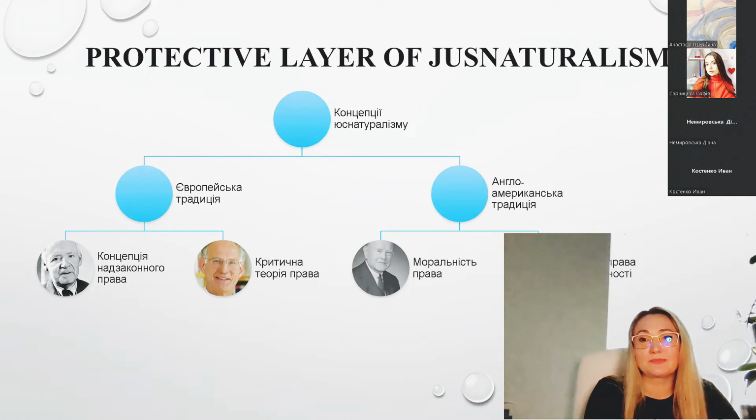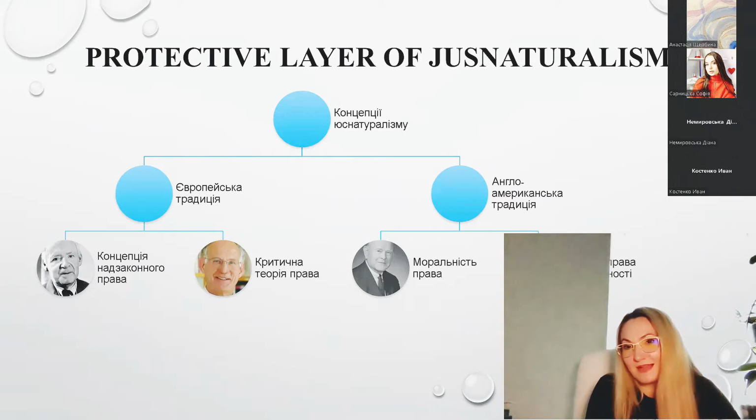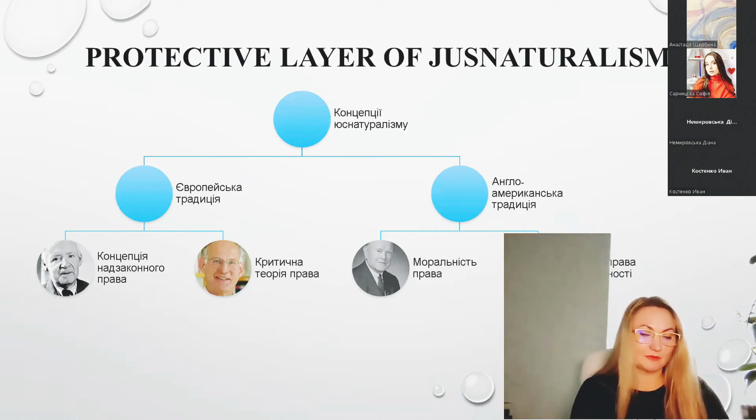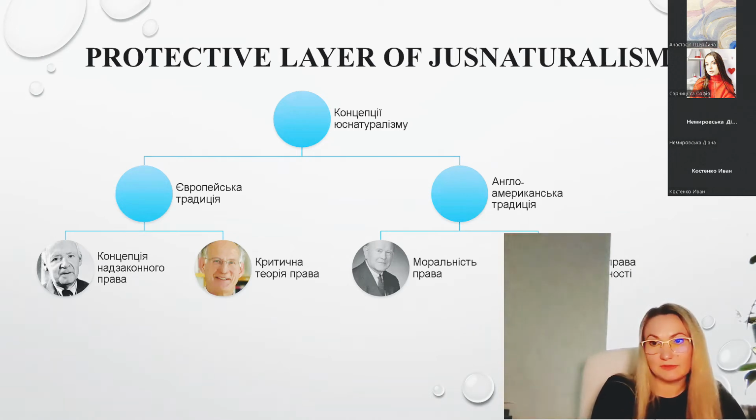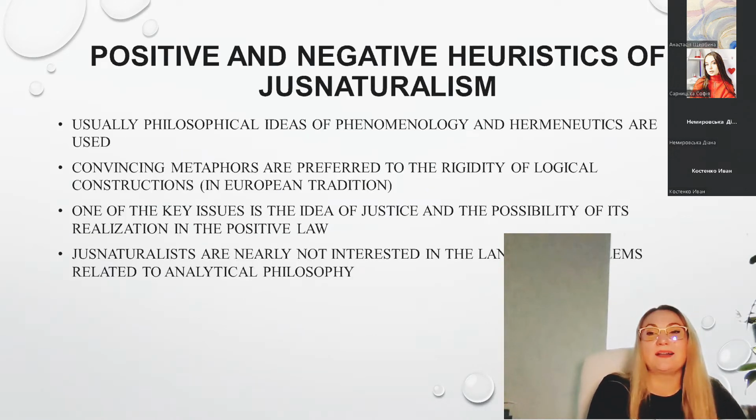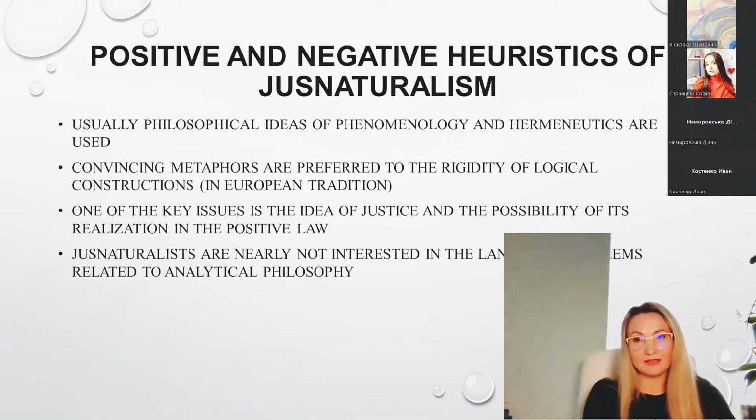This terminology can give us some understanding of what is good in this approach and what is not good. We can speak about ideas from proponents and opponents of legal naturalism, or Jusnaturalism. Here we can see the positive and negative heuristics of Jusnaturalism. In other words, we can speak about ideas from the opponents and proponents.